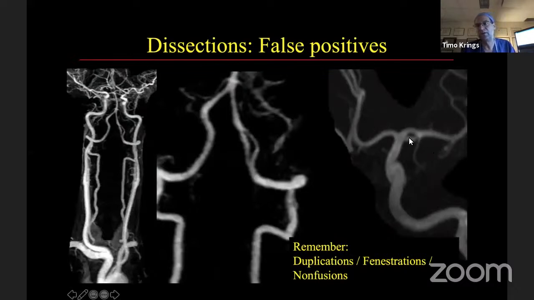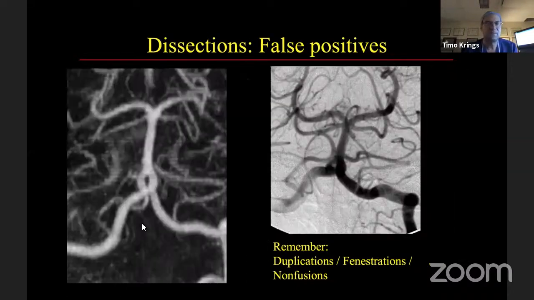Same holds true here. This is not a clot within the M1, but this is a fenestrated MCA. And this is not a clot in the basilar artery, but a locally unfused basilar artery that is related to the fact that during embryological development, your paired ventral longitudinal neural arteries fuse to form the basilar artery. And if this fusion process is incomplete, then you have a local non-fusion that in this case can look like a dissection or a thrombus.